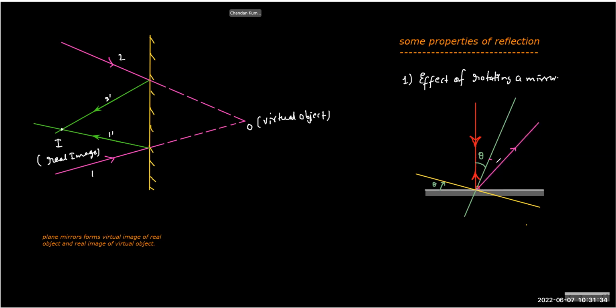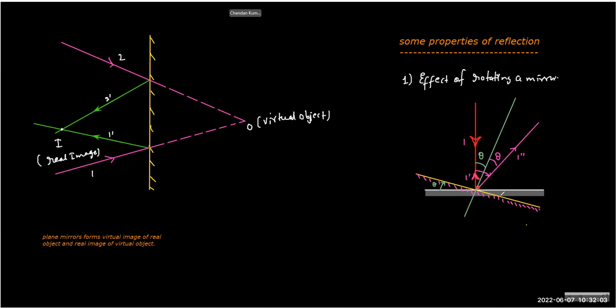And this angle will be how much? Theta. So this is the one, this is the one dash, and now this is the one double dash. So what you can realize from here is, if you tilt the mirror by theta, the reflected light ray will tilt by 2 theta. So earlier it was going this way, now it is going this way.